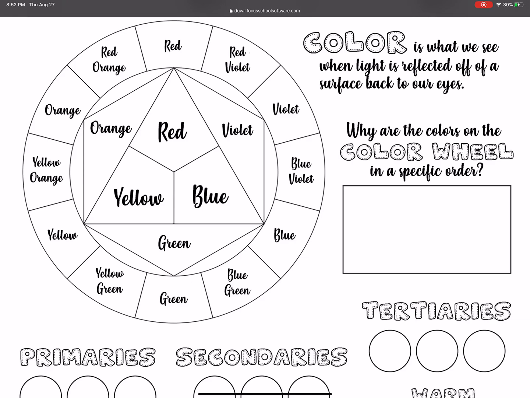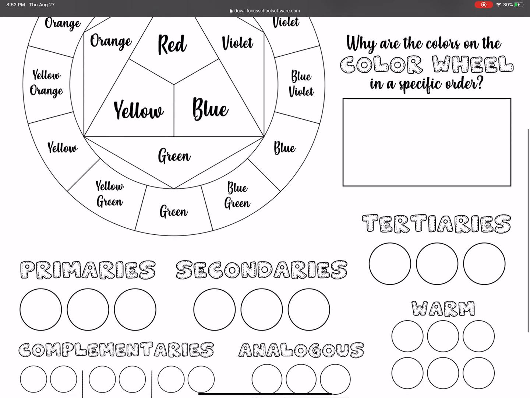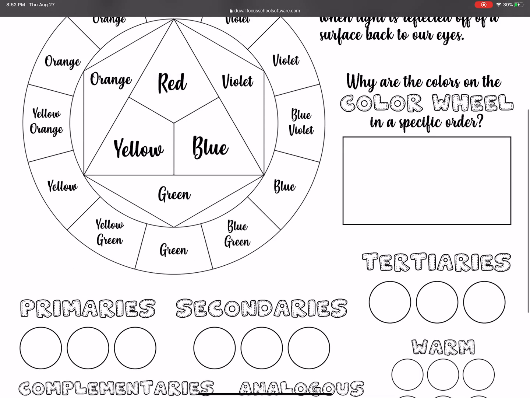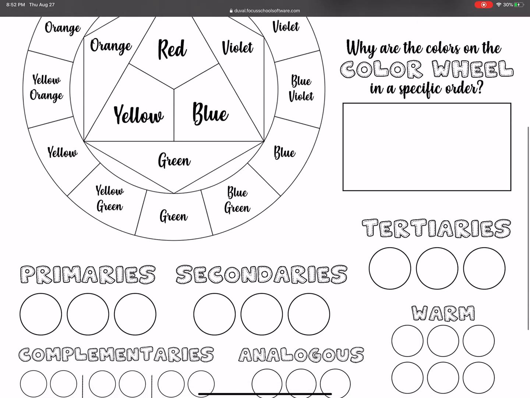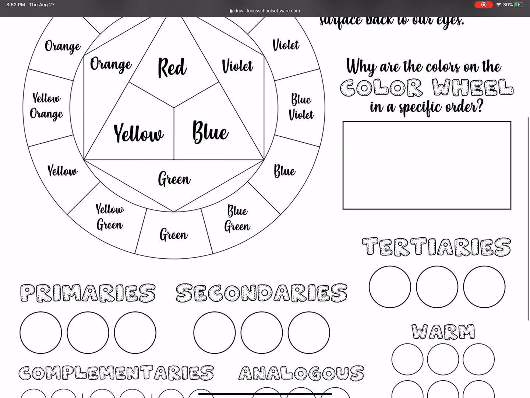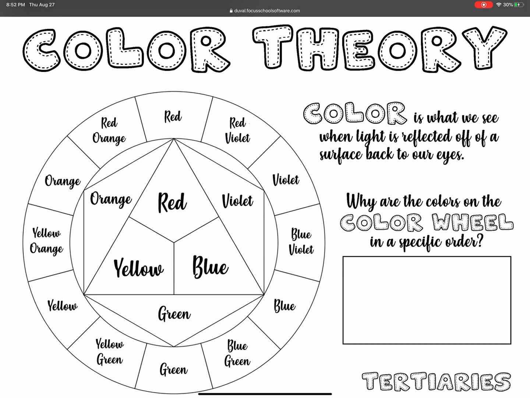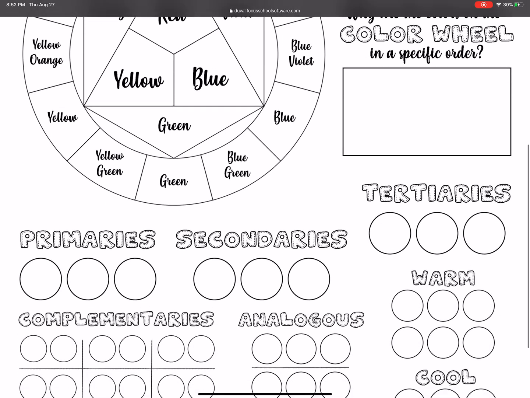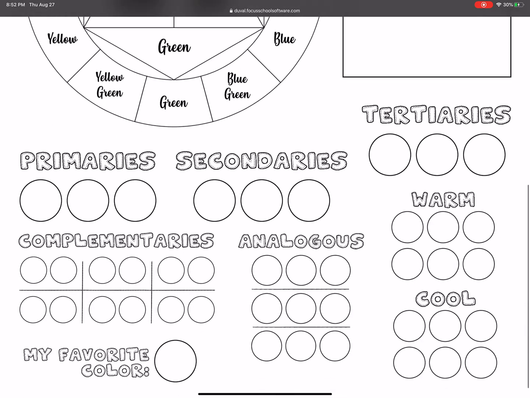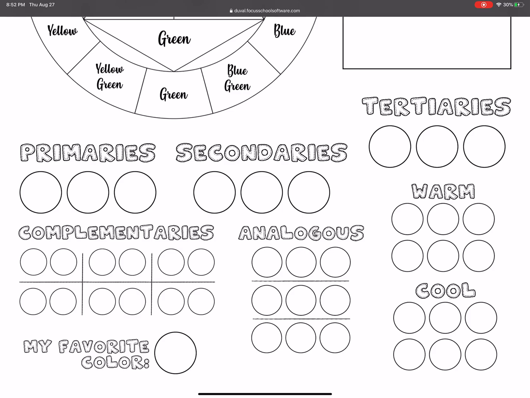And then, why are the colors on the color wheel in a specific order? That's going to be for you to answer in your own words. I'm not going to tell you what to think there. I want to know what you think, why you think that the colors on the color wheel are in a specific order. And you're going to use Clecky to color in all of these different shapes, including the tertiaries, primaries, secondaries, complements, analogous, warm, cool, and then choose your favorite color in the bottom.